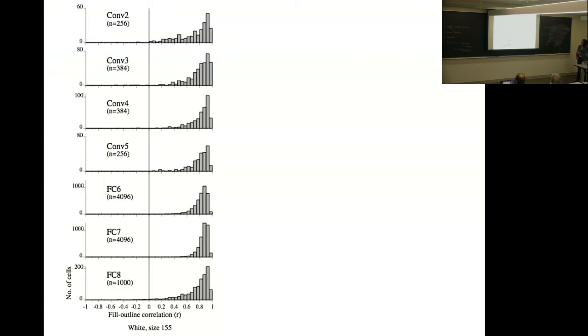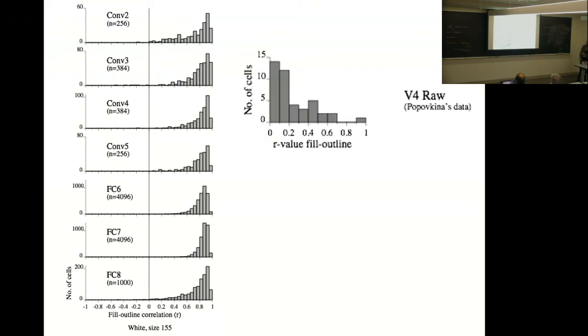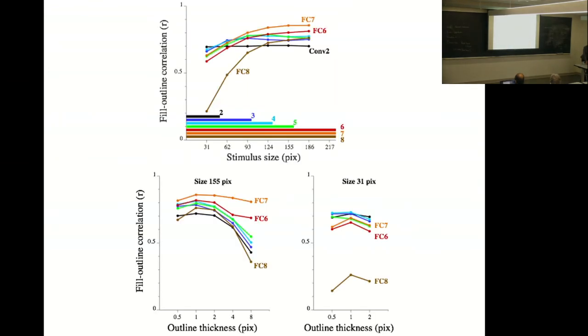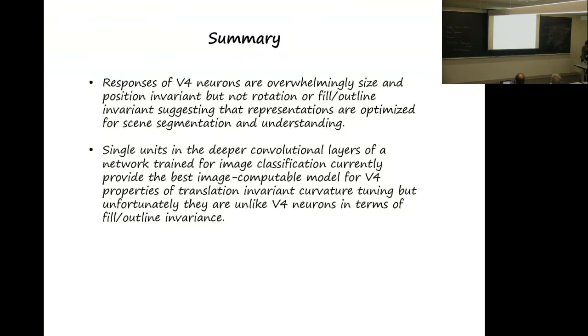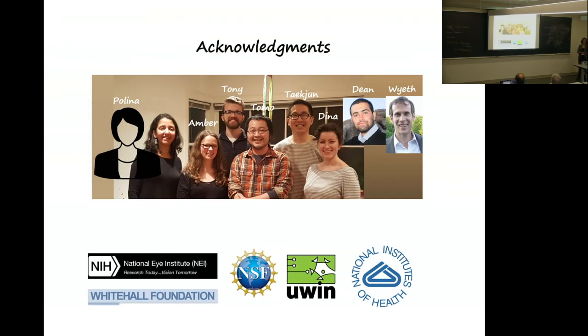This is the distribution of fill outline invariance across various layers. They're all stuck. The median is about 0.9 for all of these layers, and V4 neurons look like this. But we can still go in and look at individual units. There are some units that don't have fill outline invariance, and we can ask what is the architecture of these units compared to units that show fill outline invariance, and then try to understand from that how people go up. Thank you for your attention and for taking questions.